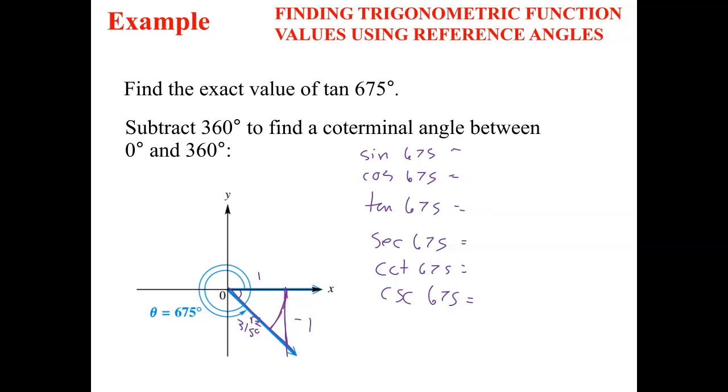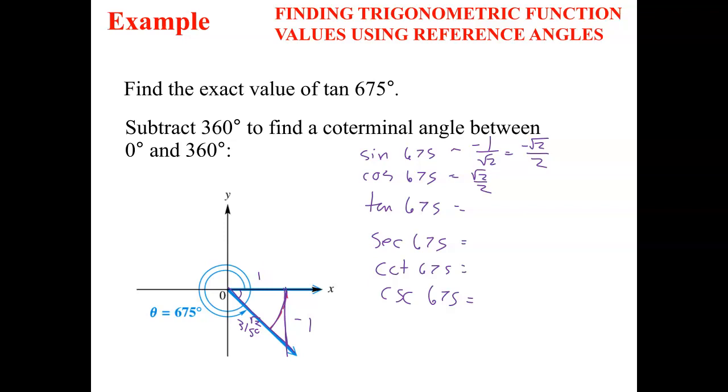What's sine of 675? Negative 1? Mm-hmm. No, it's not. I was thinking tangent. Sorry. Not negative 1. The y is negative 1, but what else goes with it? Negative 1 over root 2, which rationalizes to negative root 2 over 2. Cosine. Root 2 over 2, because it's 1 over root 2, so it's positive instead of negative.